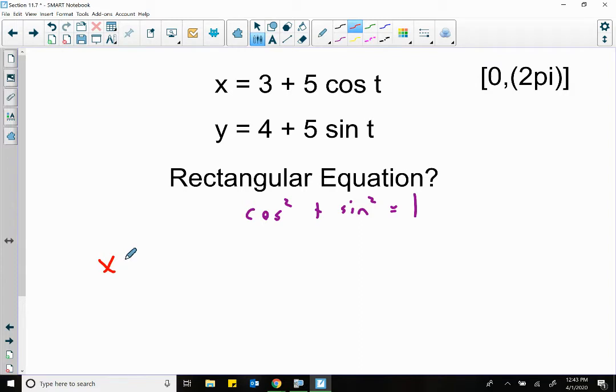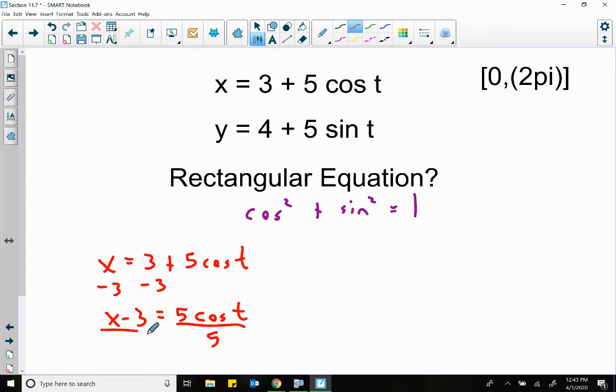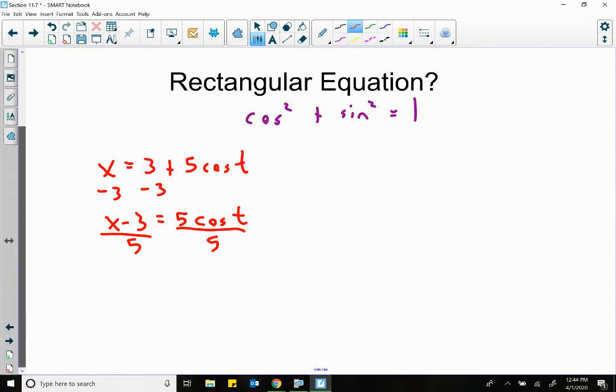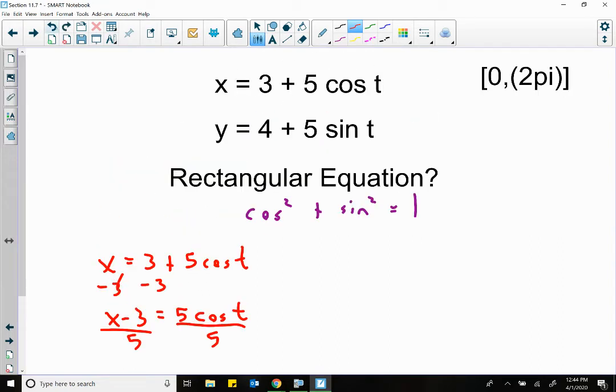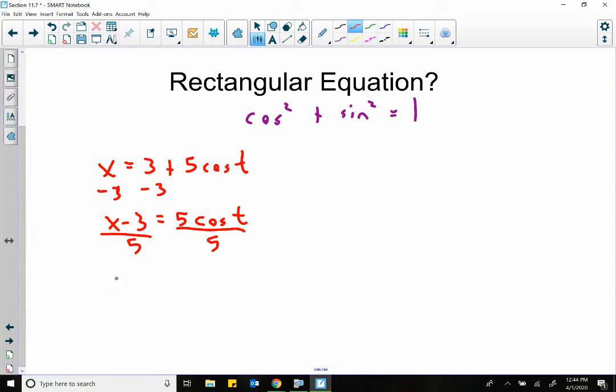So x equals 3 plus 5 cosine t. Subtract 3. x minus 3 equals 5 cosine t. Divide by 5. So now we know that cosine t is equal to x minus 3 over 5.